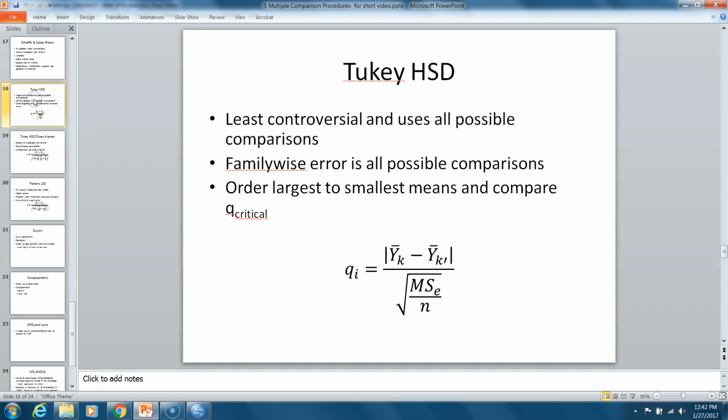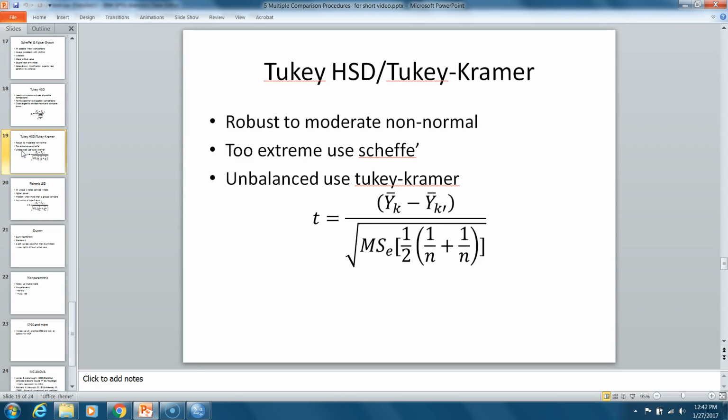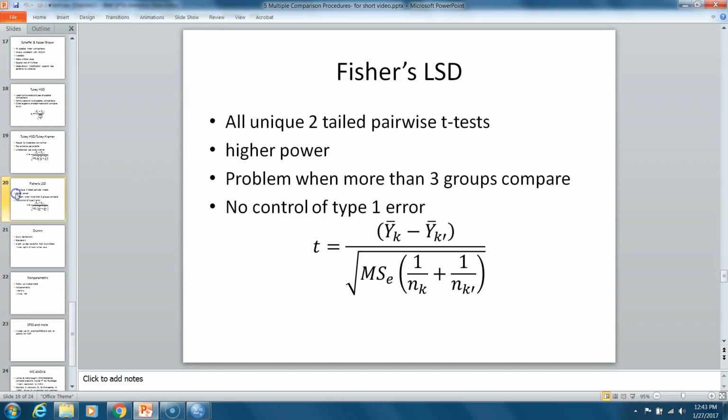So both of these, the Tukey test and the adjustments, and we'll see the Fisher test, etc., are done after we have conducted our analysis of variance. So that's why they're post hoc procedures. We can see there's a slight adjustment here in the mean squared for our denominator. And we can do these for unbalanced groups. It's robust to moderate non-normality. If we have a lot of issues with non-normality, we can use the Scheffé test instead.